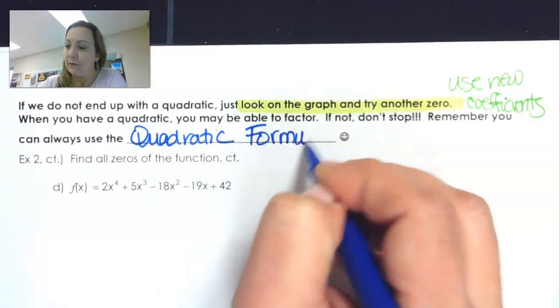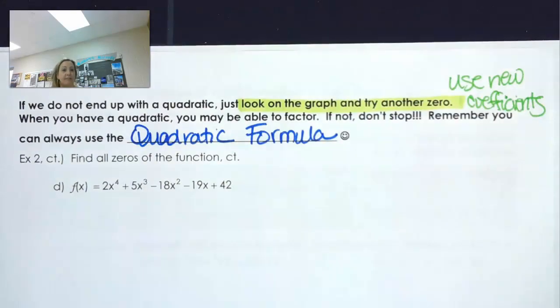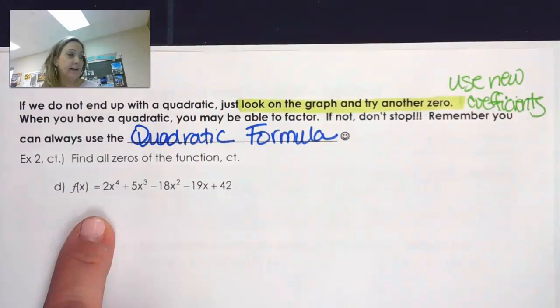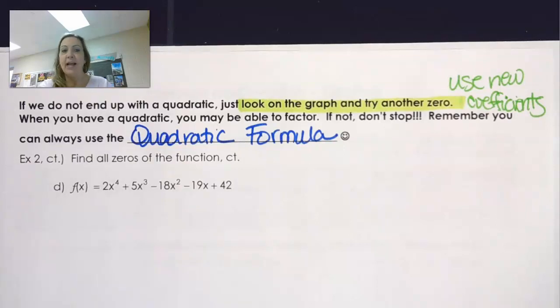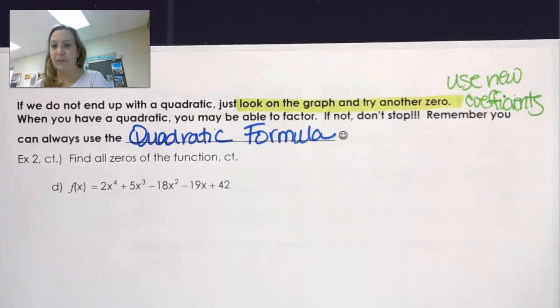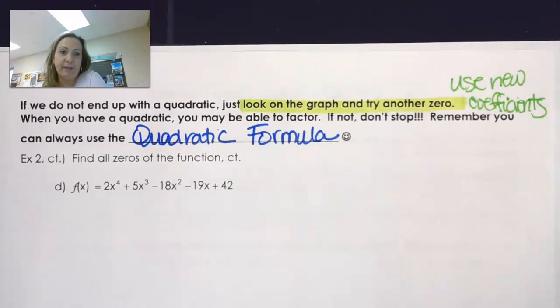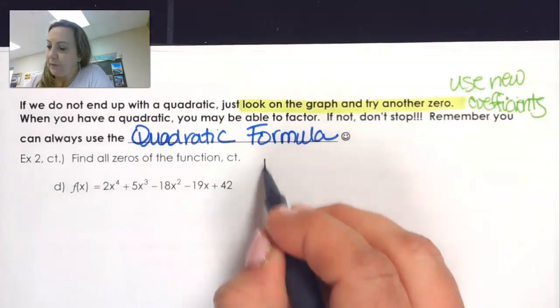All right. So what we're going to do is we are going to find all zeros of the function, but this time we have a quartic polynomial instead. And so this is f of x equals 2x to the fourth plus 5x cubed minus 18x squared minus 19x plus 42. So the first thing we want to do is make our P over Q list.